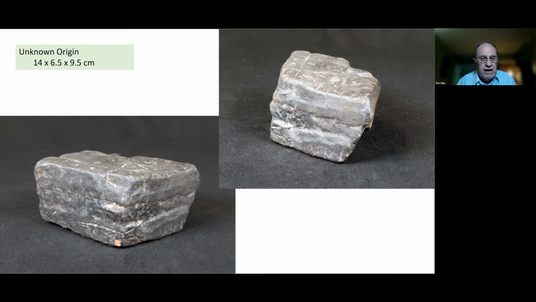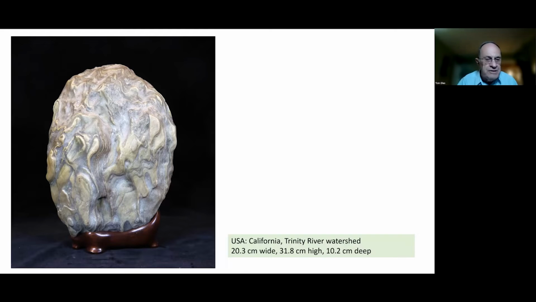Now let's move on and look at a stone from the U.S., from Northern California, Trinity River watershed. And with this stone, we're going to be looking at surface textures. Surface textures range from smooth and rugged, wavy and undulating surfaces, reticulate. And there is a very broad range of patterns, from subtle to bold. This is not a particularly subtle surface pattern on this stone.